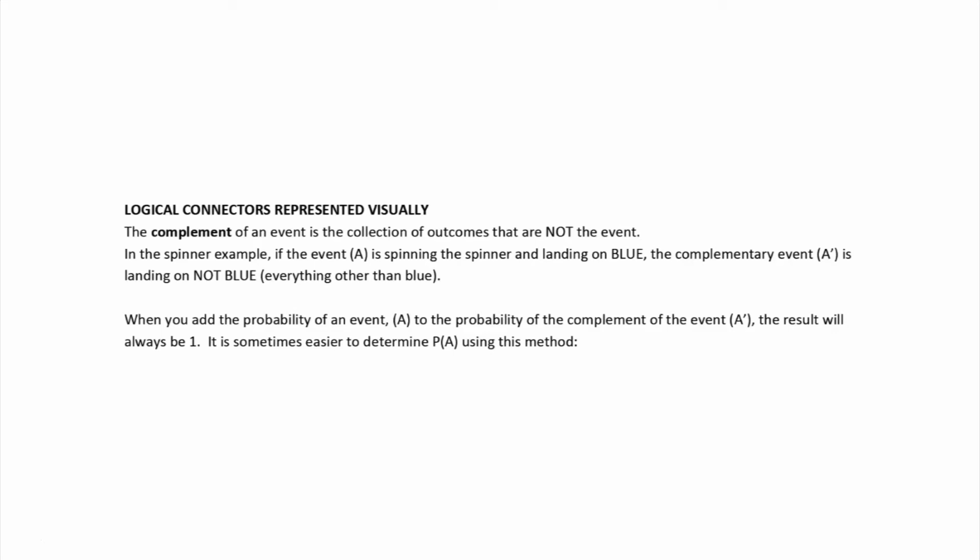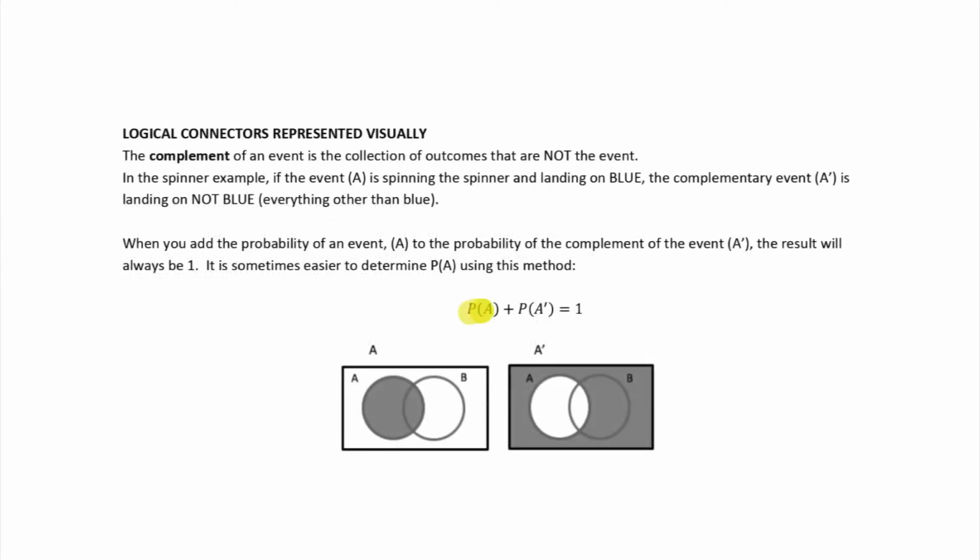When you add the probability of an event A to the probability of the complement of the event A, the result will always be 1. It's sometimes easier to determine the probability of A using this method. So here you see the probability of A plus the probability of not A is equal to 1. These two graphs are Venn diagrams that represent the two situations of A and not A. We'll look at those in a little more detail now.